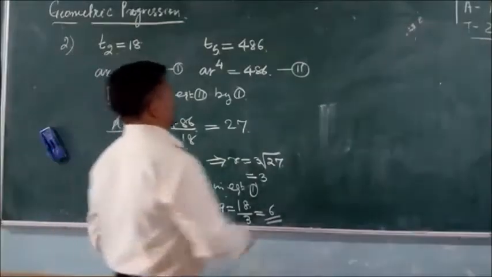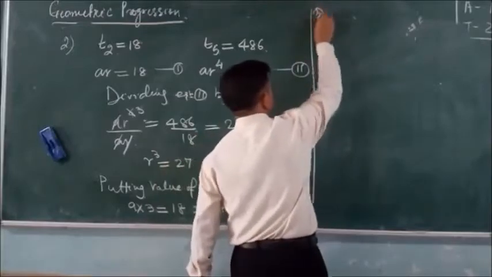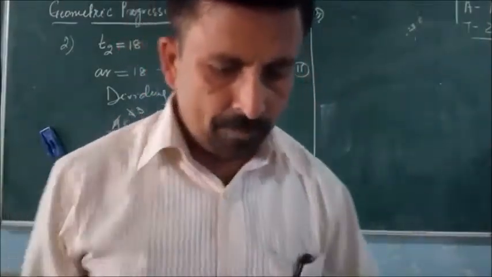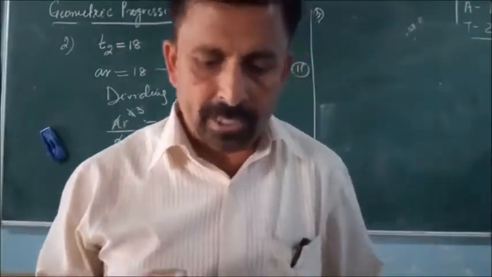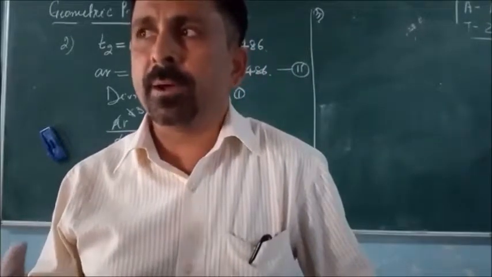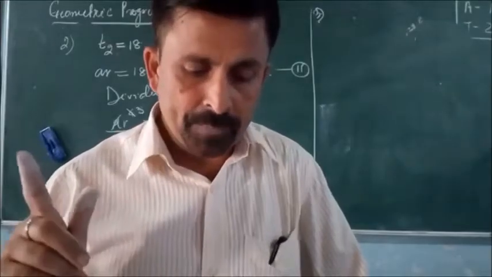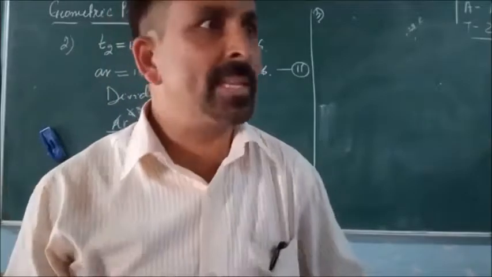We'll continue. We will go to question number 3. Question number 3 says what? The fourth term of a GP is greater than the first term, which is positive, by 372. The meaning of this question is, the fourth term of a GP is greater than the first term by 372. It's very easy to understand, no?